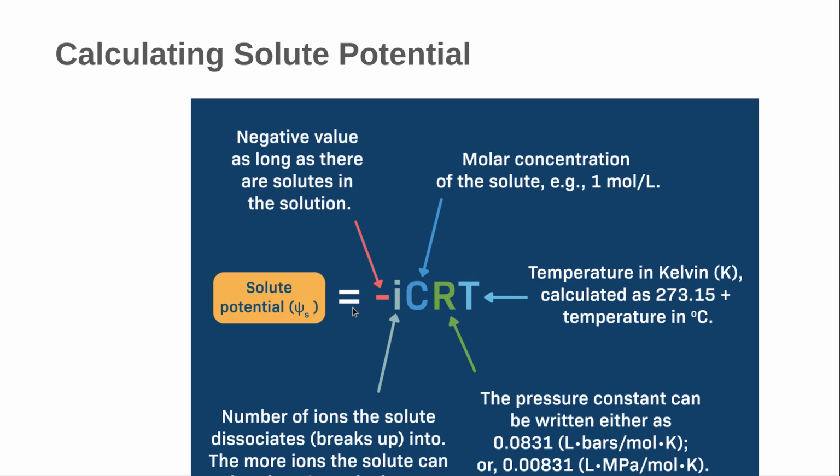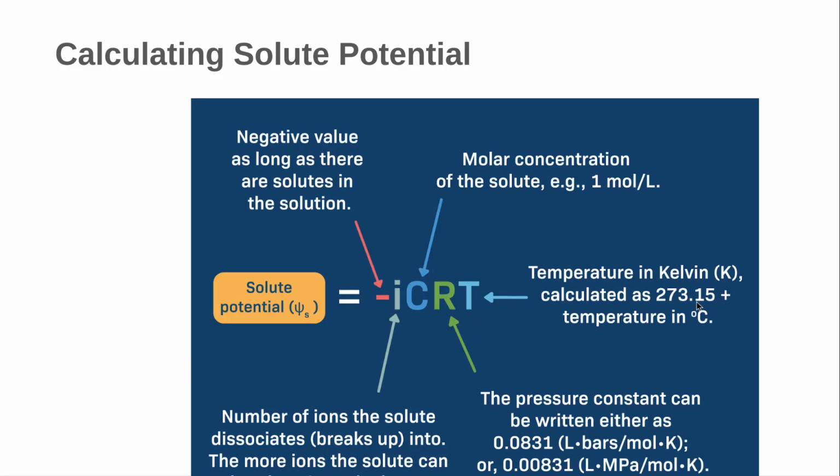C refers to the concentration of solute in the solution. So how much solute was added, and that's the molar concentration of the solute. R is a pressure constant, and it's a constant value. It's 0.0831 liter bars per mole per Kelvin. And that value again will be given. You don't need to memorize this. And T is temperature presented in Kelvin.